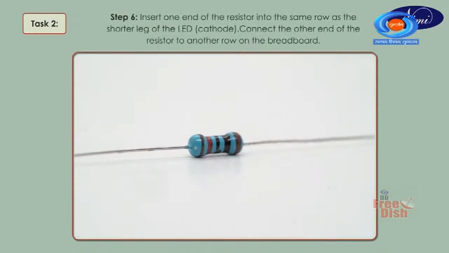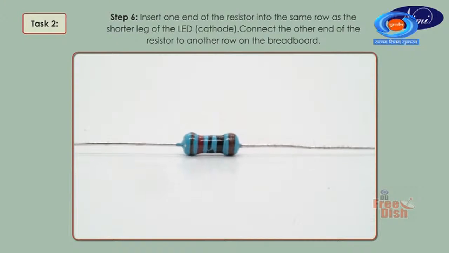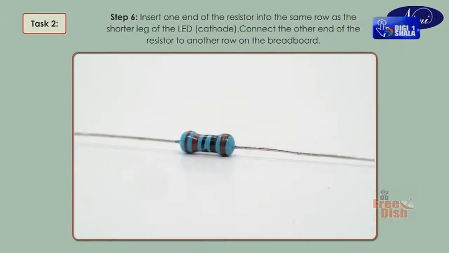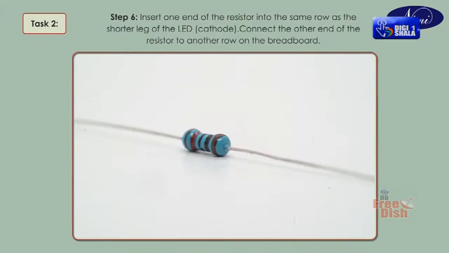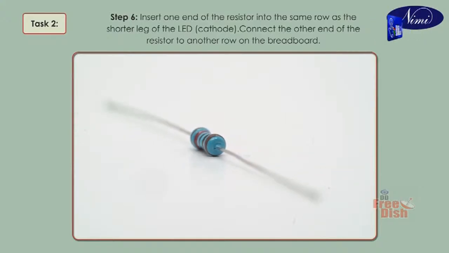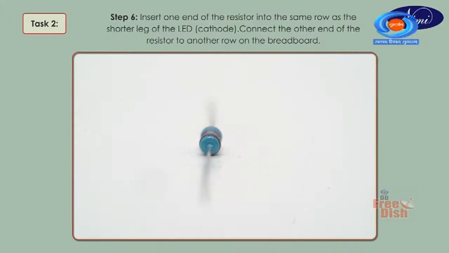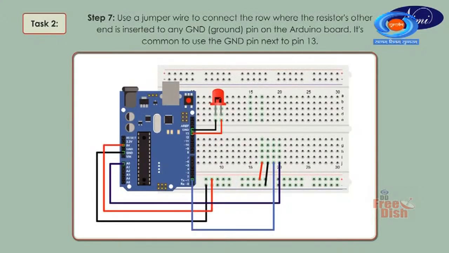Step 6. Insert one end of the resistor into the same row as the shorter leg of the LED cathode. Connect the other end of the resistor to another row on the breadboard. Step 7. Use a jumper wire to connect the row where the resistor's other end is inserted to any GND ground pin on the Arduino board. It's common to use the GND pin next to pin 13.